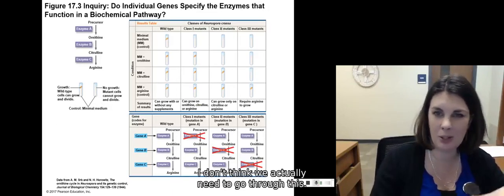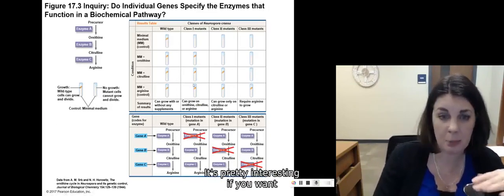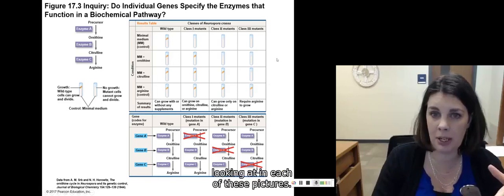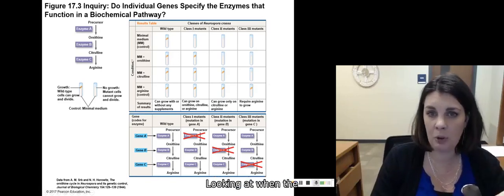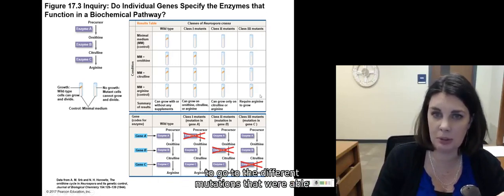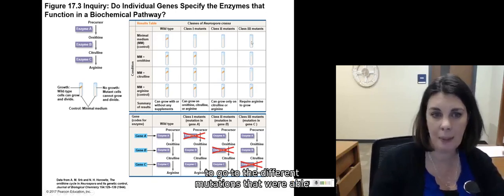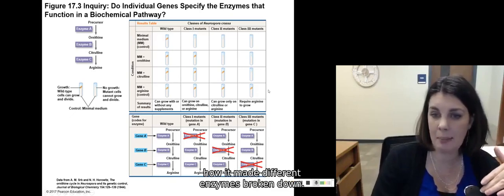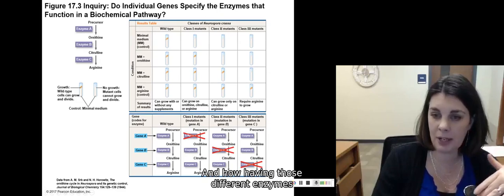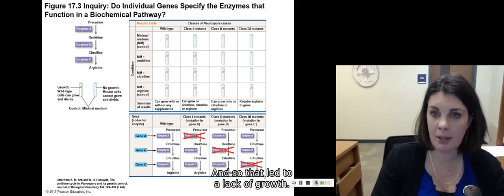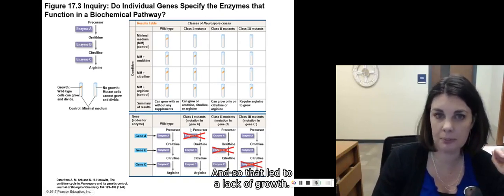So here's their different experiments. I don't think we actually need to go through this. It's pretty interesting if you want to go through your textbook and pull apart what they're looking at in each of these pictures. Looking at when the mold is able to grow and when the mold is not able to grow, and the different mutations that were able to be made just through shooting X-ray at them. How it made different enzymes broken down, and how having those different enzymes that were no longer occurring, those different enzymes were broken, and so that led to a lack of growth.